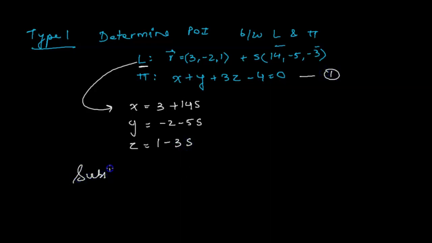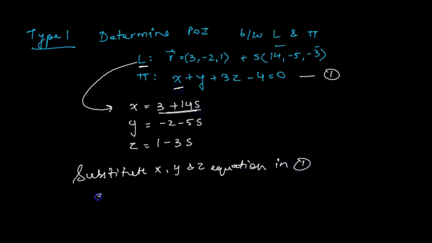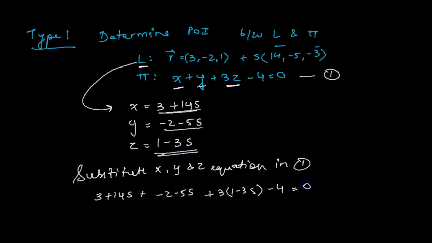We would start by substituting the above x, y, and z equations of the line into equation number 1, that is, the equation of the plane. So x will be replaced with 3 + 14s, y will be replaced with -2 - 5s, z will be replaced with 1 - 3s, minus 4 is 0. We will simplify this and collect the like terms.